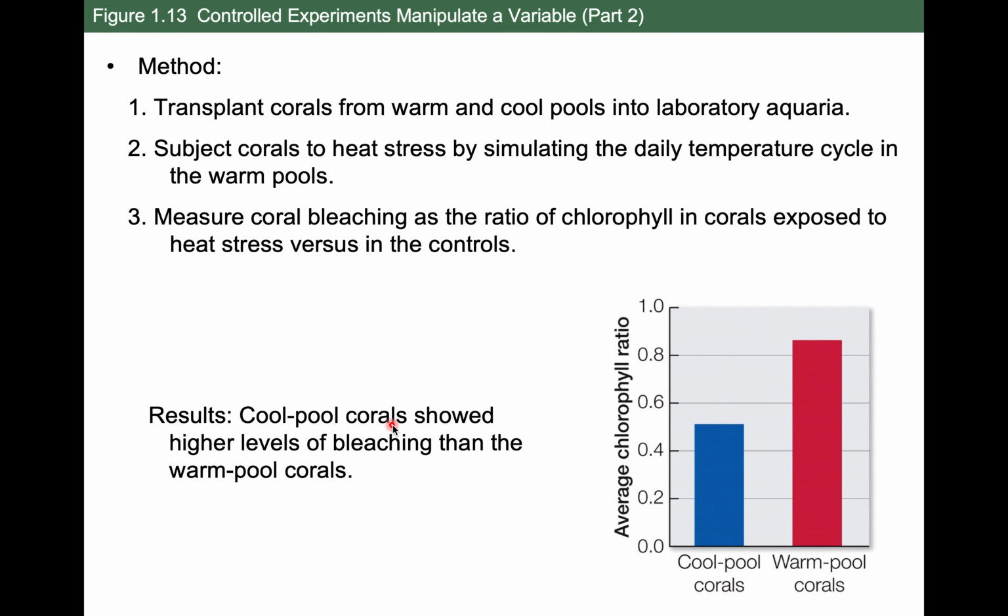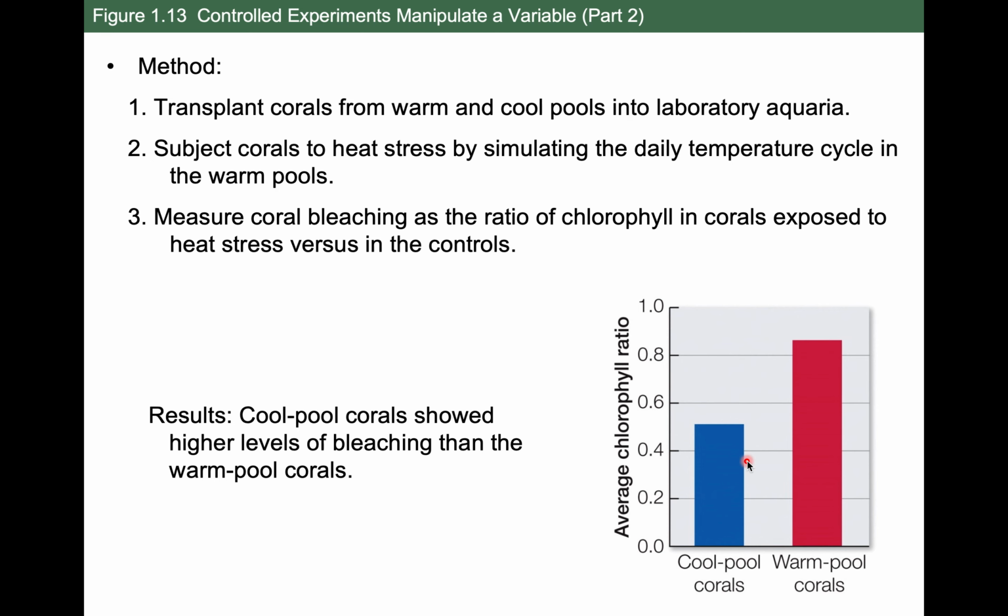So to try and test this in a controlled method, they basically are transplanting corals from either warm or cool pools into aquaria in the laboratory where they can very tightly control the temperature of the water. They're then hitting those corals with daily temperature cycles, inducing heat stress, and then measuring the amount of bleaching, basically looking at the ratio of chlorophylls in the corals and just making the quantitative comparison that way.